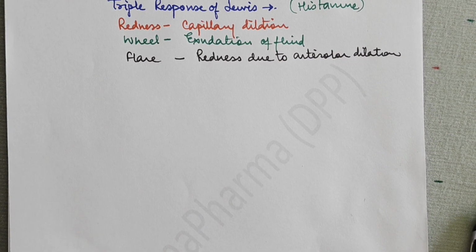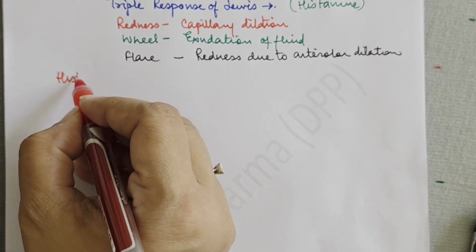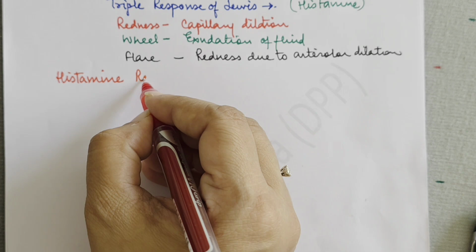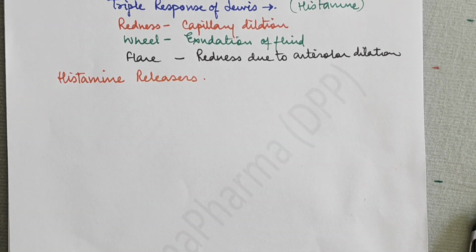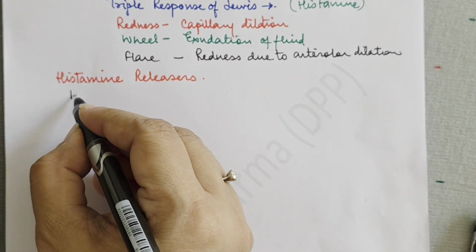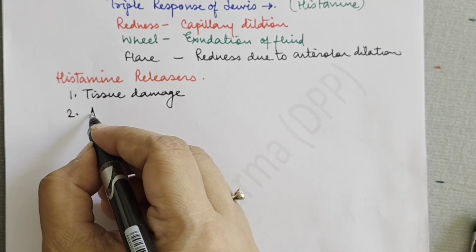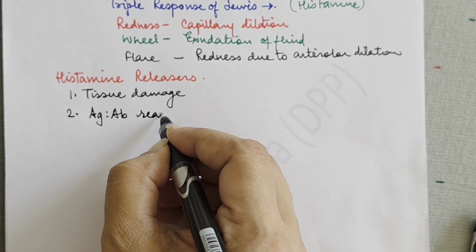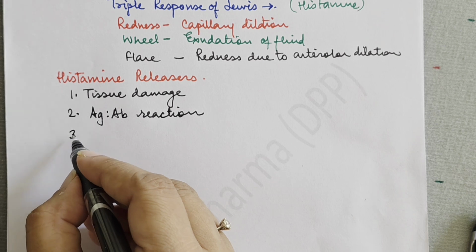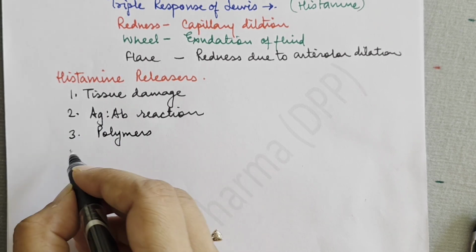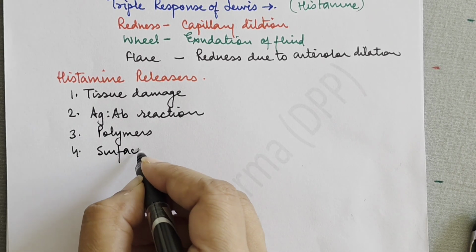Okay. Now there are some compounds which are called histamine releasers. What are the compounds that cause release of histamine in our body? The first is tissue damage, right? Second is antigen antibody reactions that will mediate the hypersensitivity reaction. Then some polymers. Then some surface active agents.